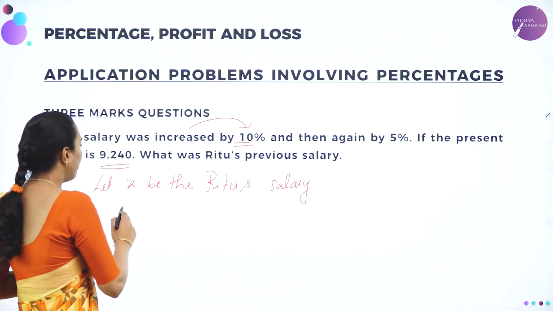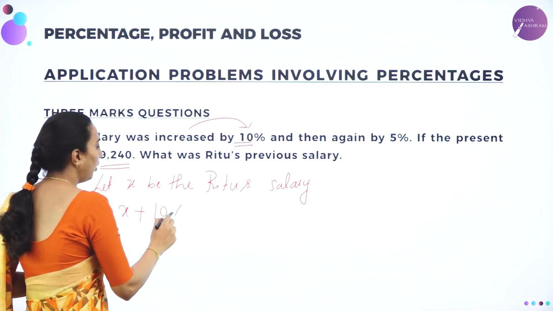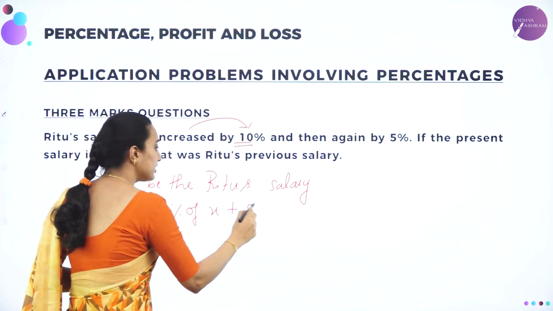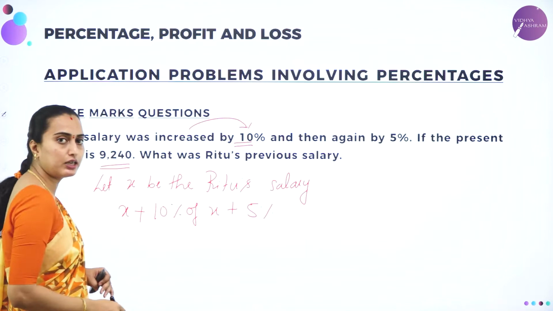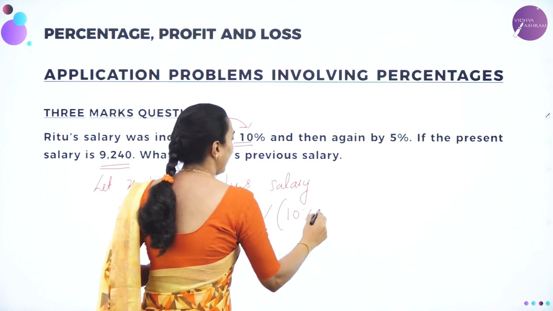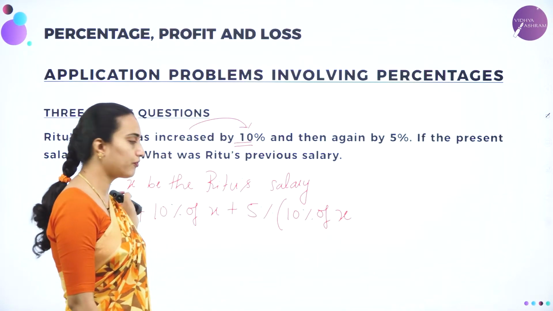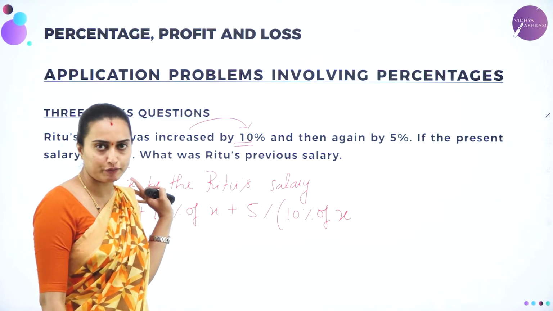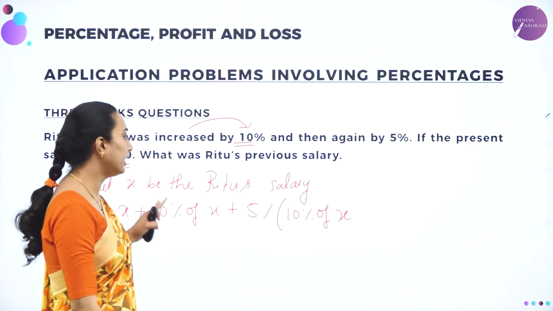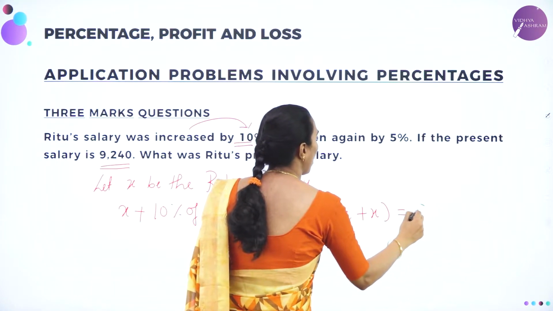So therefore, previous salary plus 10% of previous salary plus 5% of this previous, that means 5% of 10% of X. Correct? You are going to have previous of this one. Previous salary should be added for the 5% because it was increased by 5%, isn't it? So therefore, 10% of X plus X is equals to how much?